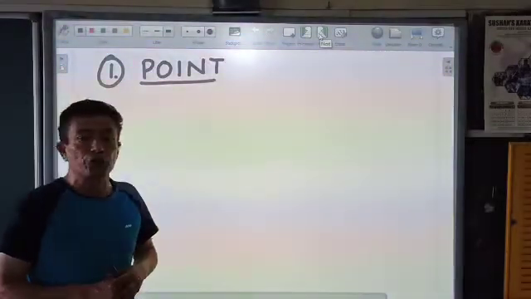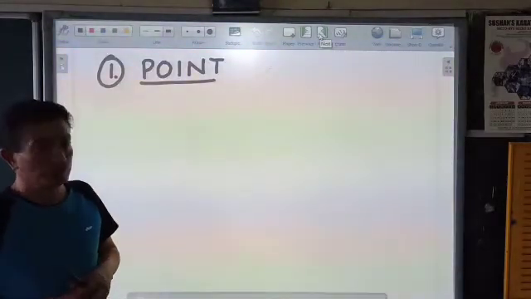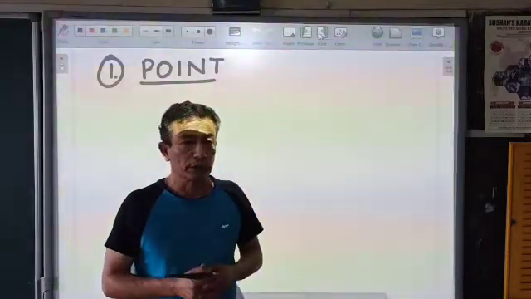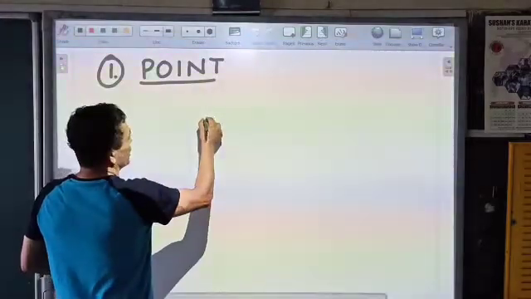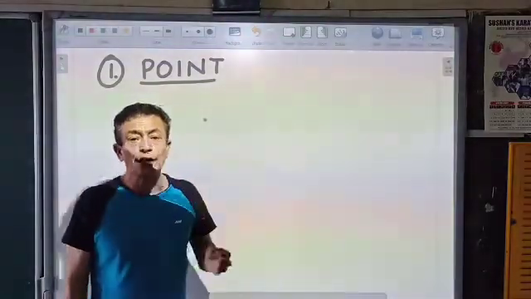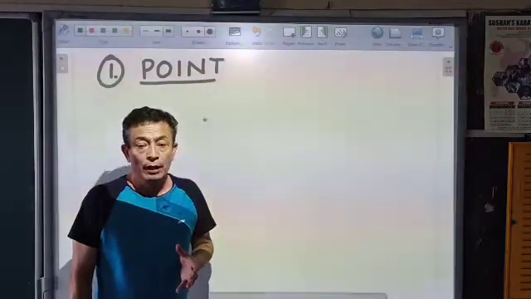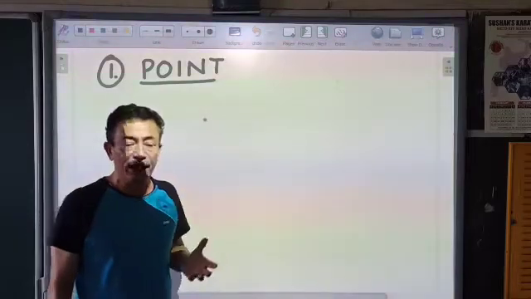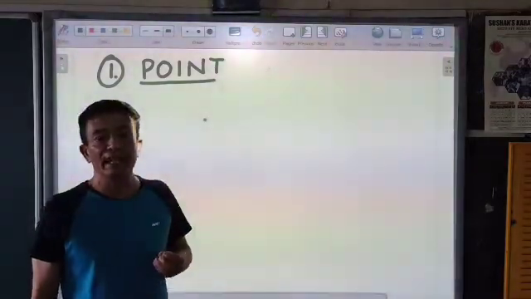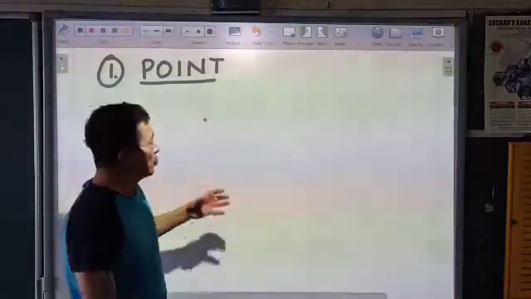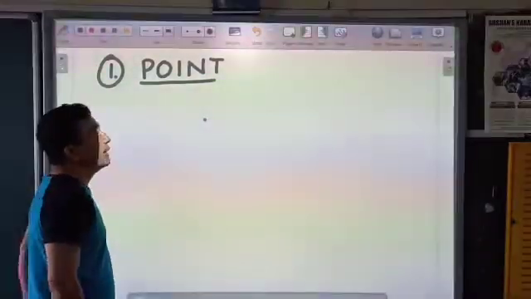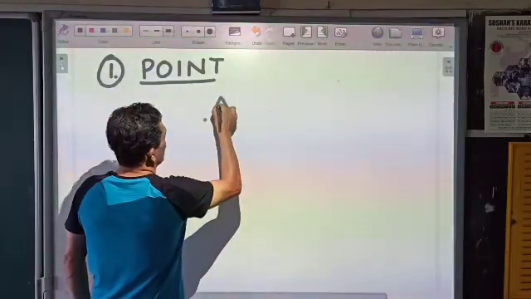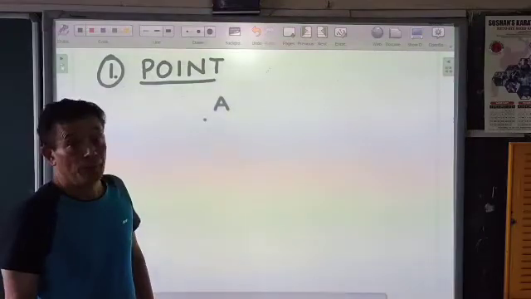The first thing in geometry is to know what is a point. In simple terms, I can say that a point is just a dot. Please remember, a point is just a dot, just good enough for you to see. A point should not have any length, any breadth, or any thickness. A point is denoted with a capital letter just beside it, please note.